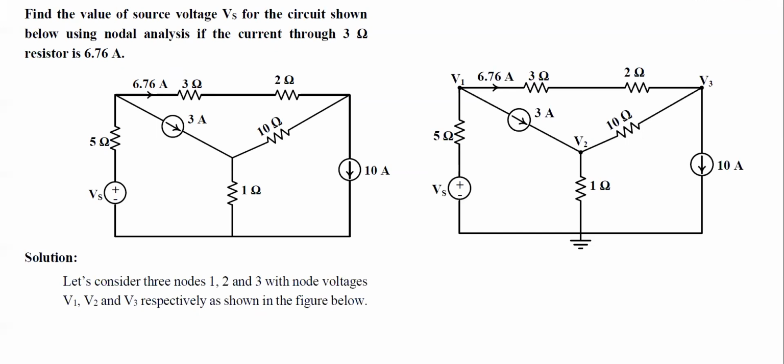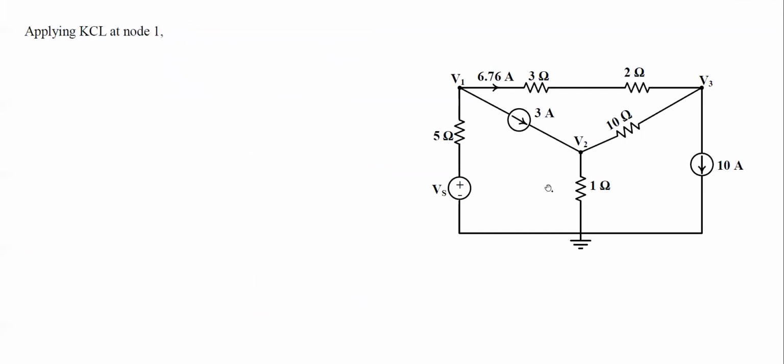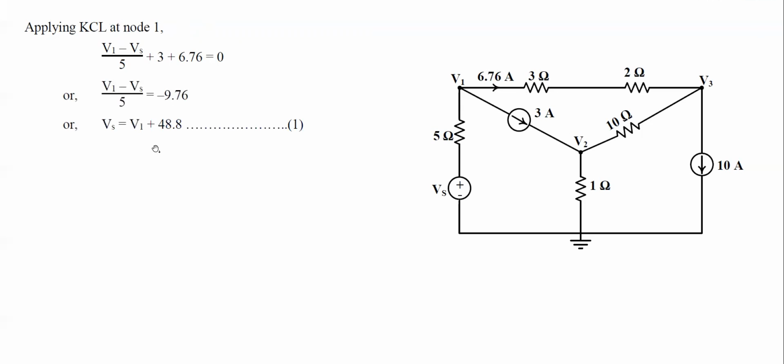Now we'll start by applying KCL at the first node. At node V1, we can easily see that the 3 ampere current is outgoing and the 6.76 ampere is also outgoing. For the other branch as well, we'll assume the outgoing current, so all 3 branch currents are outgoing. The outgoing current through this branch is (V1 minus Vs) divided by 5, through this branch is 3 ampere, and through this branch is 6.76 ampere. So we can write this equation. From this, we obtain equation 1 in terms of Vs and V1.